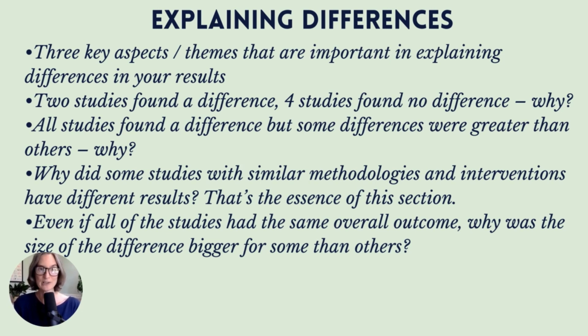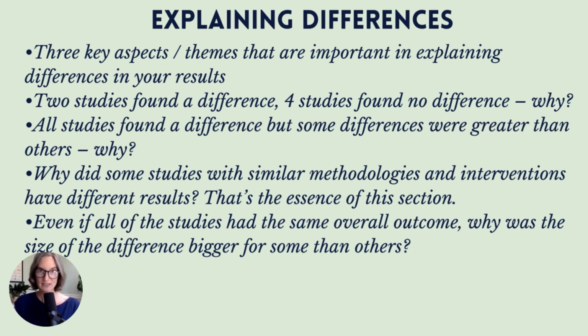You could be in a situation where 2 studies found a difference and 4 studies found no difference. So why might that be? Or it could be all studies found a difference, but some differences were greater than others. Again, why is that? So why did some studies with similar methodologies and interventions have different results? That really is the essence of this discussion section.